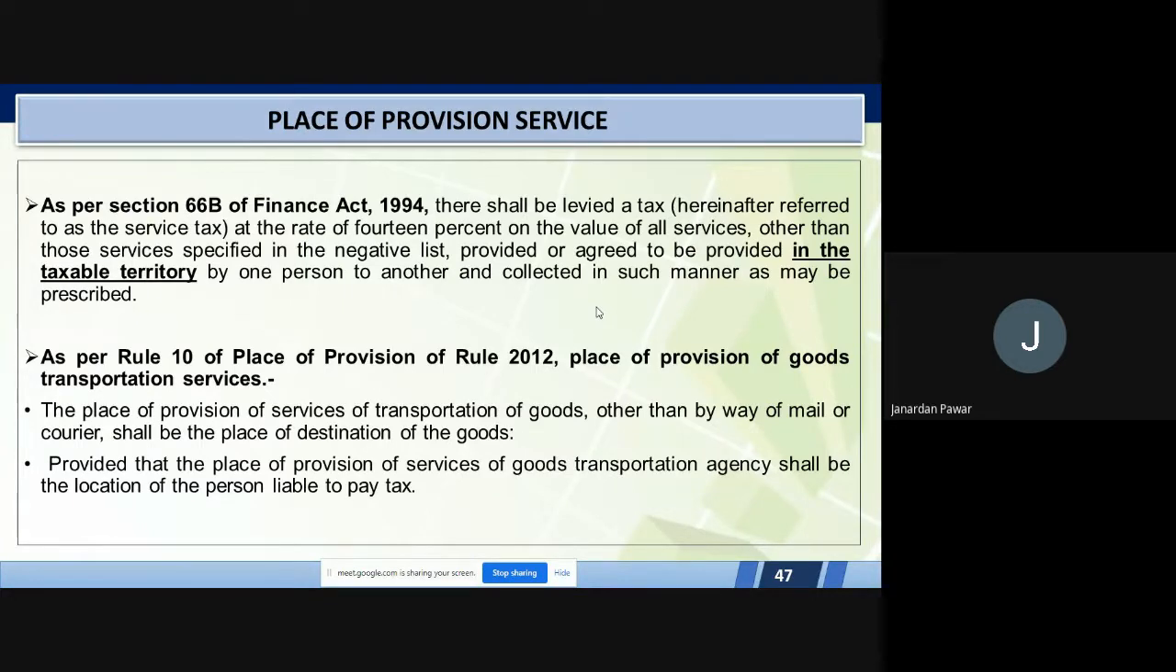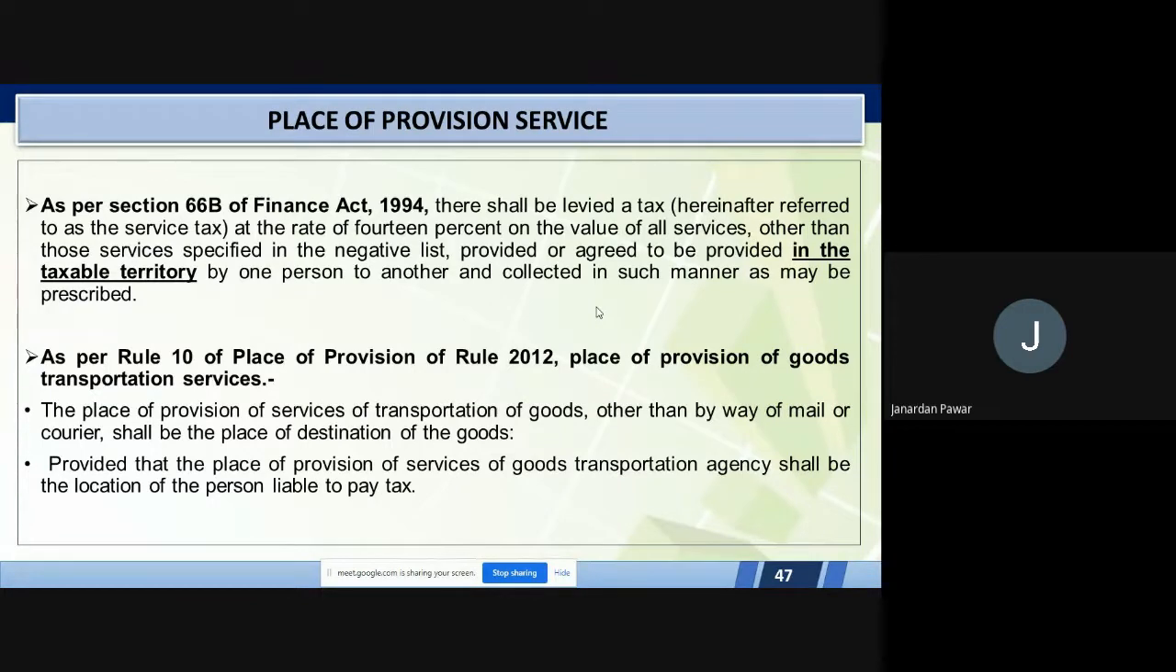As per Section 66B of the Finance Act 1994, there shall be levied a tax. Tax levied means we charge the tax, hereinafter referred to as the service tax. Before the introduction of GST, we had different taxes, called indirect taxes. In those indirect taxes, we had one more tax, popularly known as the service tax. It was service tax at the rate of 14% on the value of all services.